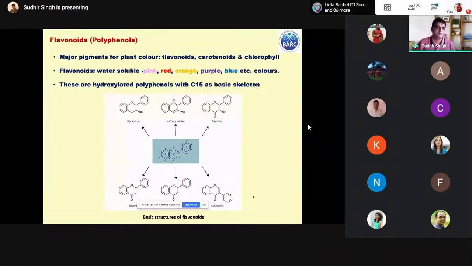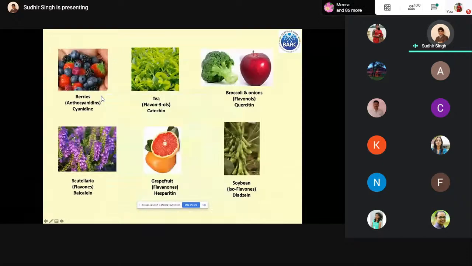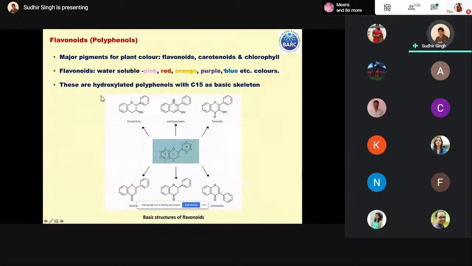Now coming to the flavonoids, these are basically polyphenols because of the basic constituent phenol having a basic unit, and some of the prominent examples include the carotenoids. Even the chlorophyll is a class of polyphenols, and they can be water soluble. They can have several colors. They can be pink, red, purple or blue. So the majority of colors that you see in flowers and fruits is primarily because of the presence of these flavonoids.